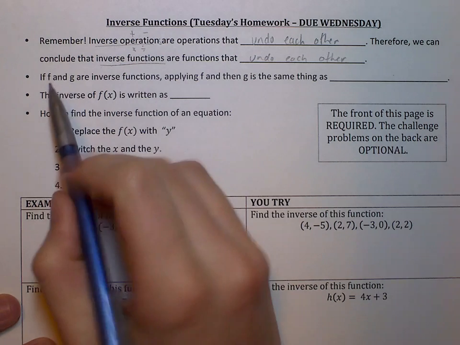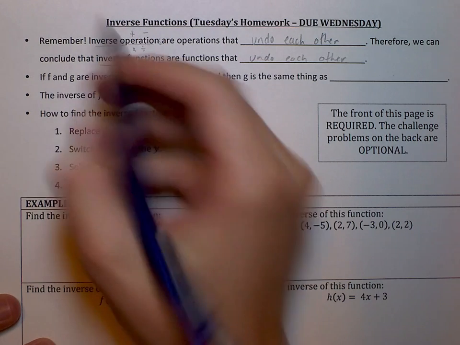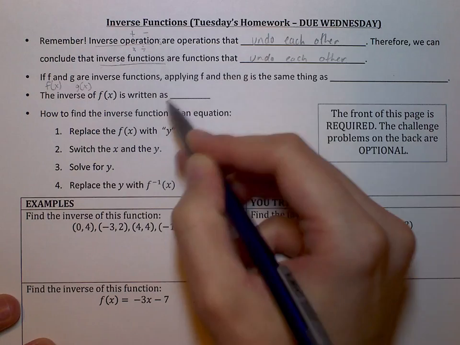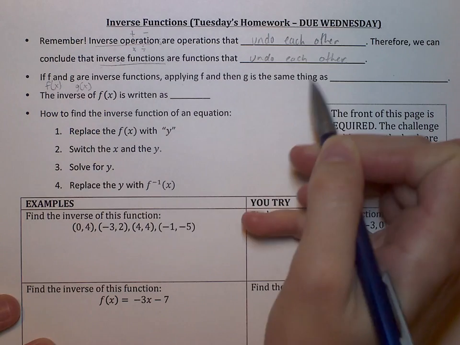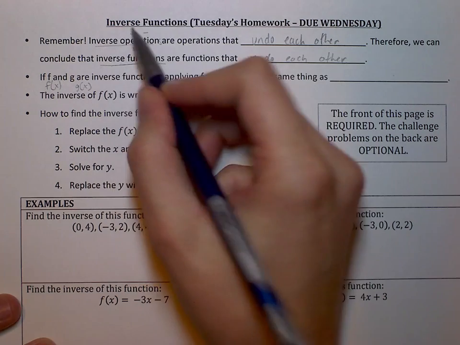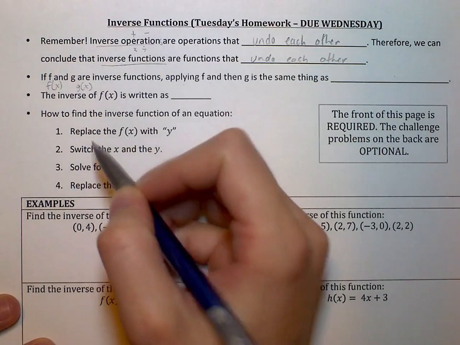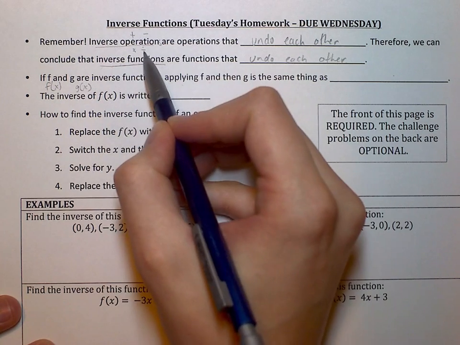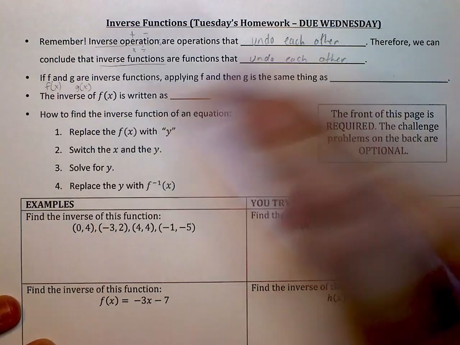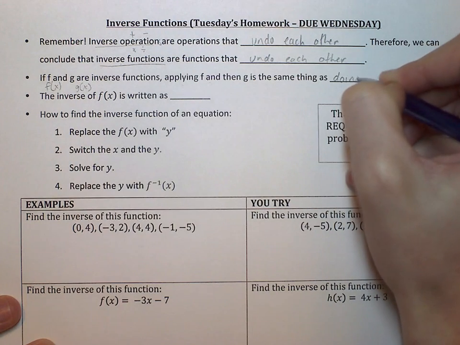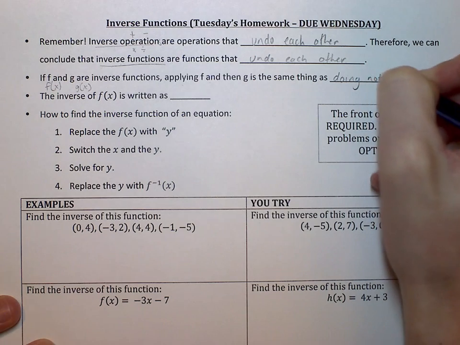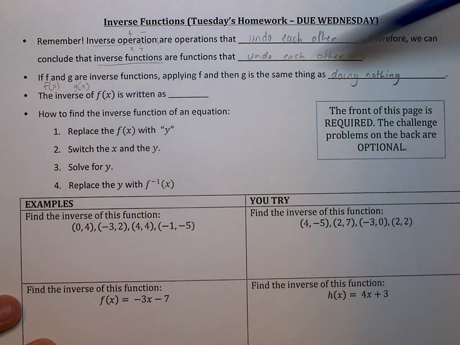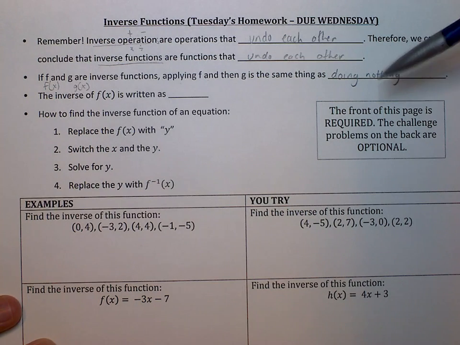So what that means is if f and g are inverse functions, a function f and a function g, then applying f and g is the same thing as, well, let's think about it. Inverse operations: what if I add 3 and then subtract 3? What's that the same as? What if I multiply by 3 and then divide by 3? What is that the same as? It's the same as doing nothing, because they undo each other. Okay, so when we talk about inverses, we talk about things that undo each other.